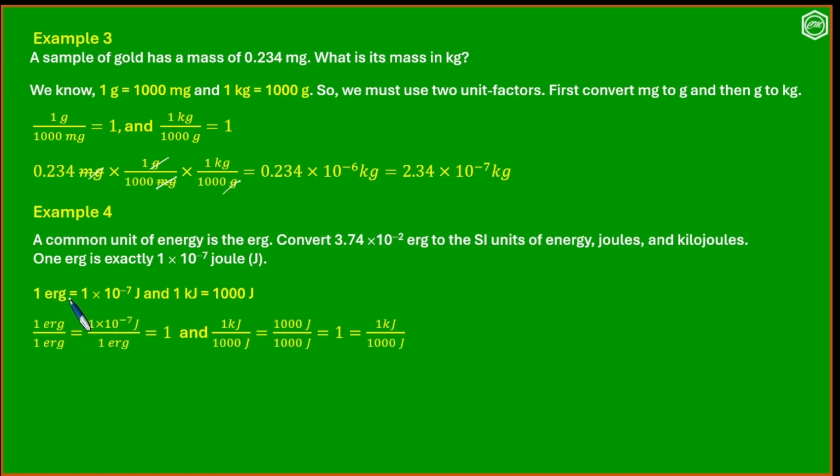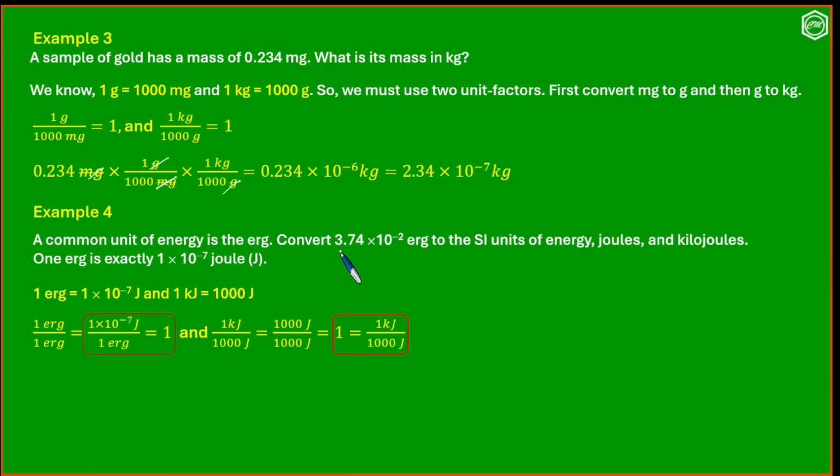So we divide the first equation by 1 erg. 1 erg by 1 erg. 1 into 10 raised to minus 7 joule by 1 erg equal to 1. So that is the first unit factor. Now the second one, 1 kilojoule by 1000 joule, 1000 joule by 1000 joule equal to 1. And this is the second unit factor.